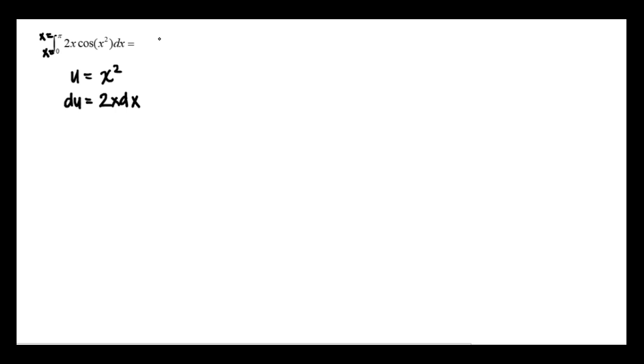So they are going to have to turn into u of 0 is going to be 0. So plugging in a 0 here and squaring it gives me 0. And u of pi is going to give me pi squared. So my new integral is going to become the integral from u equals 0 to u equals pi squared. And let's go ahead and make our substitution.